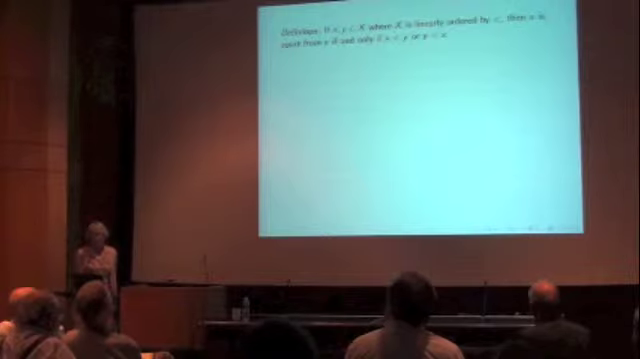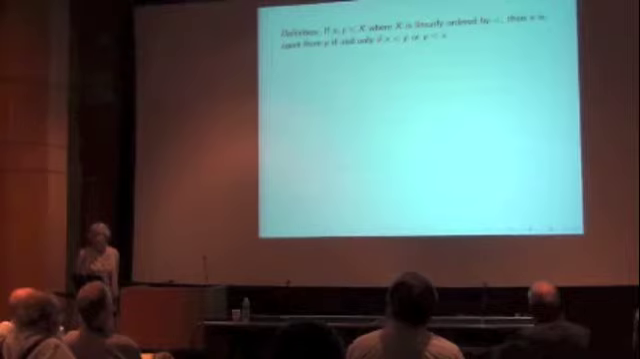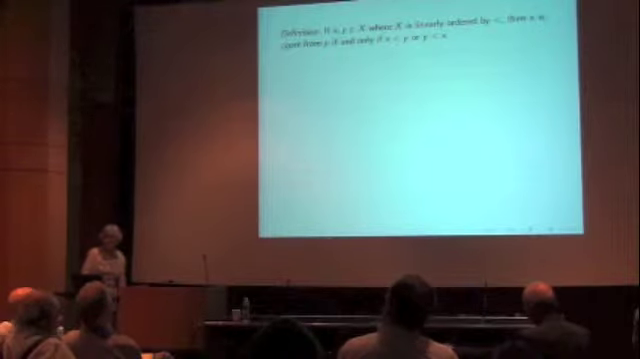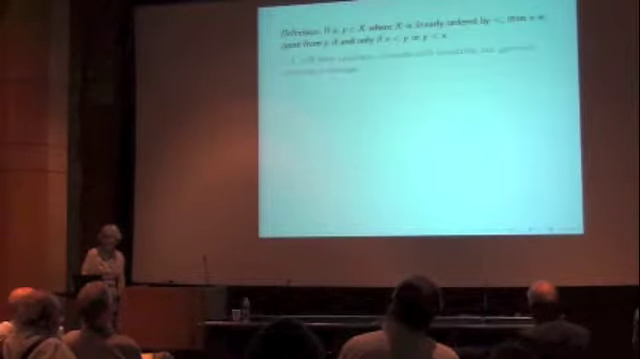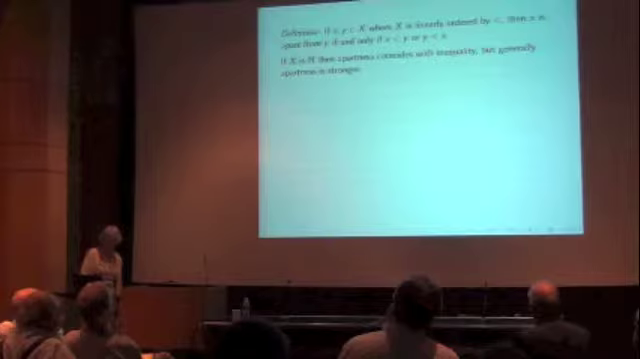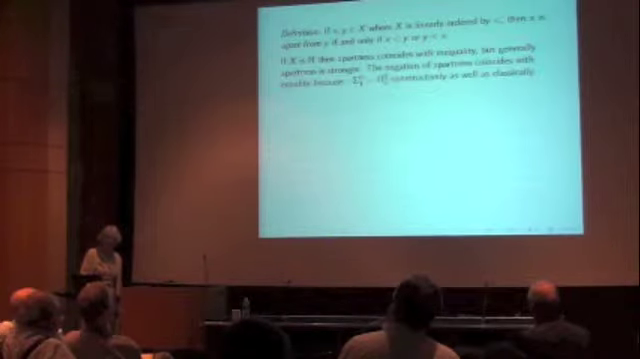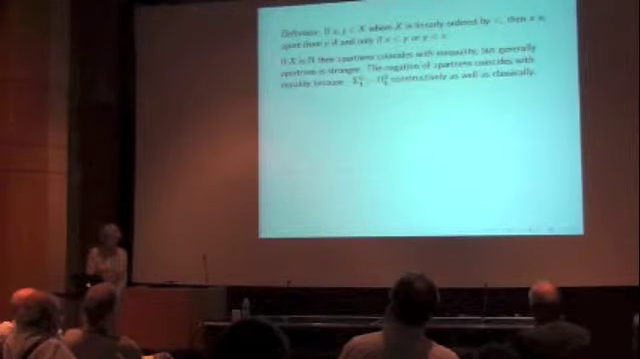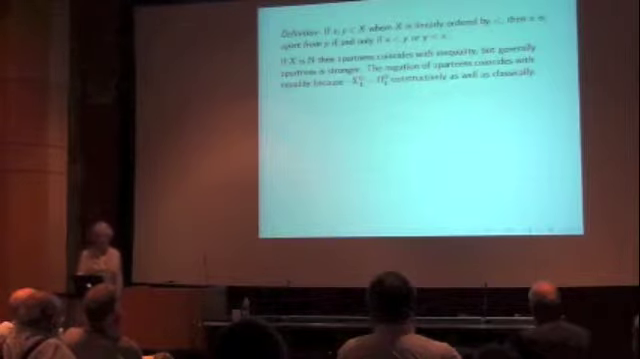Apartness becomes important in this context. If you have a linear ordering in this sense, x is apart from y if and only if either x is less than y or y is less than x. For the natural numbers, apartness coincides with inequality, but generally apartness is stronger. The negation of apartness coincides with equality because the negation of Sigma^0_1 is Pi^0_1 constructively as well as classically.